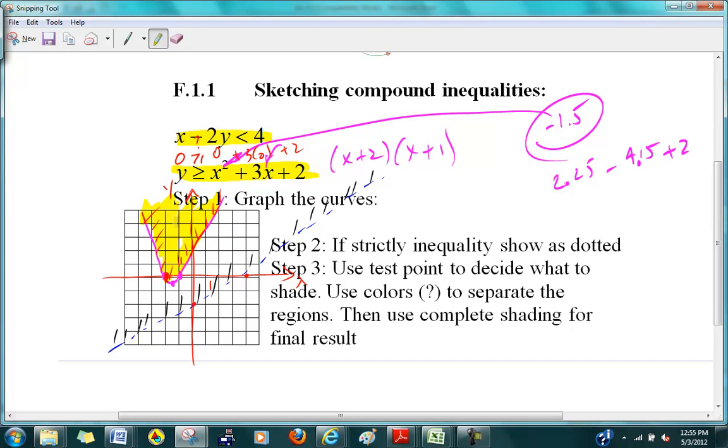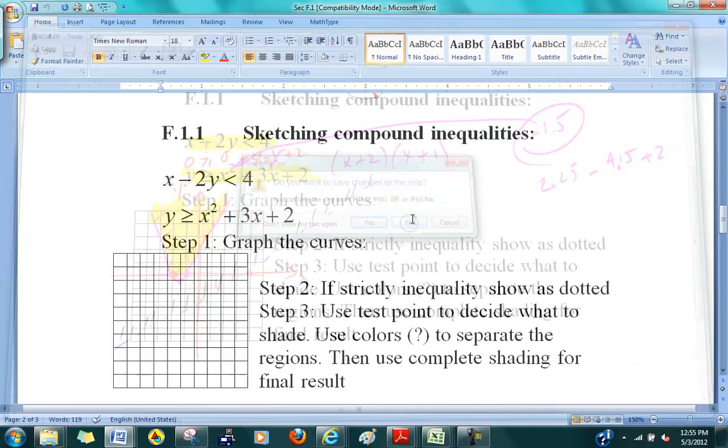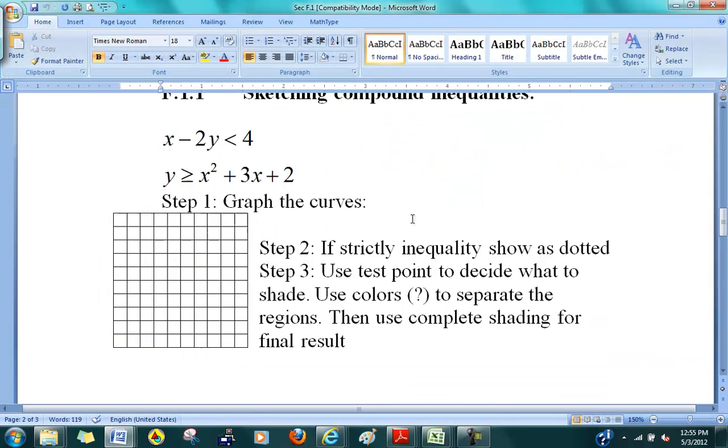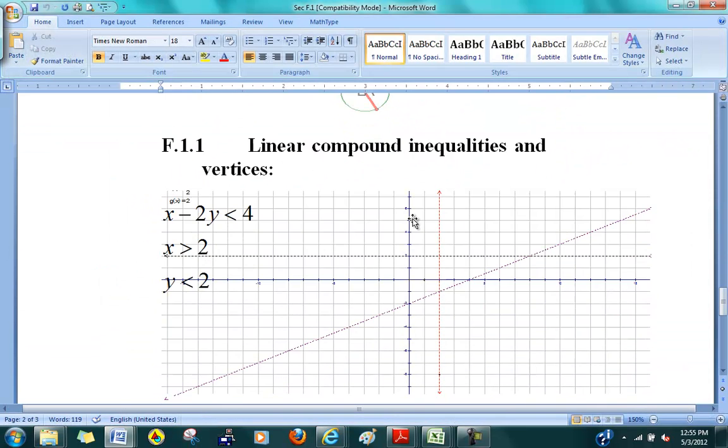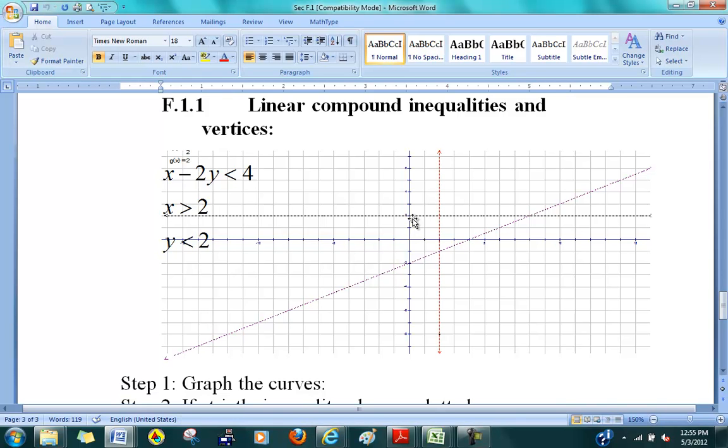Is everybody okay on the process here? Questions on that? Okay. One last example, and then I'll go and answer Josh's questions. Linear compound inequalities. We're going to need this stuff, I think, in the next section. I think it's either F2 or F3. So you really want to pay good attention there, okay?